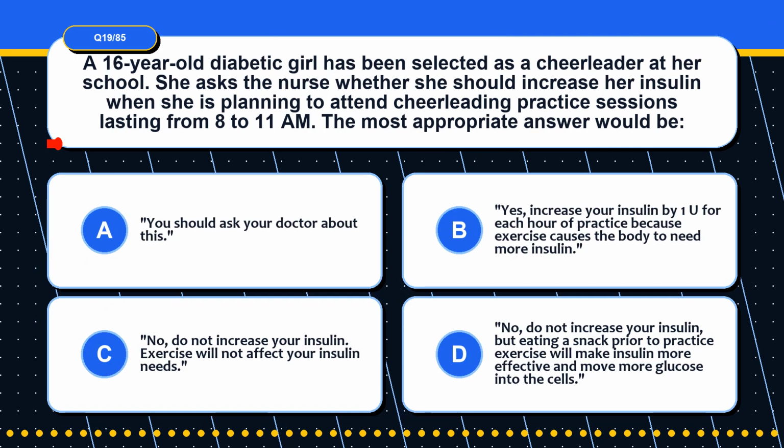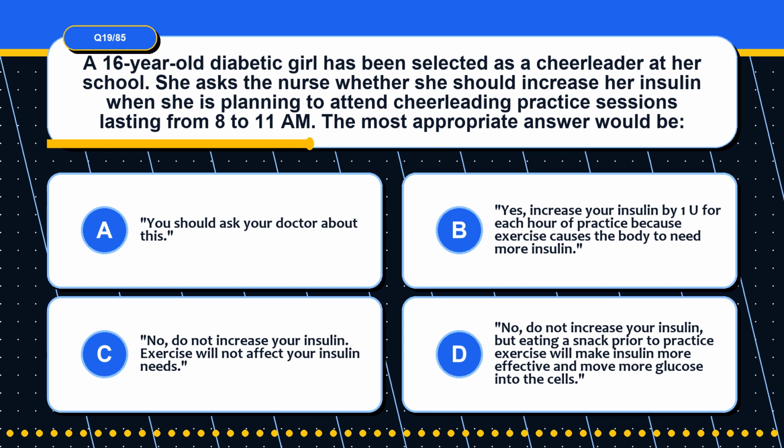Question 19. A 16-year-old diabetic girl has been selected as a cheerleader at her school. She asks the nurse whether she should increase her insulin when she is planning to attend cheerleading practice sessions lasting from 8 to 11 a.m. The most appropriate answer would be, here are the options.